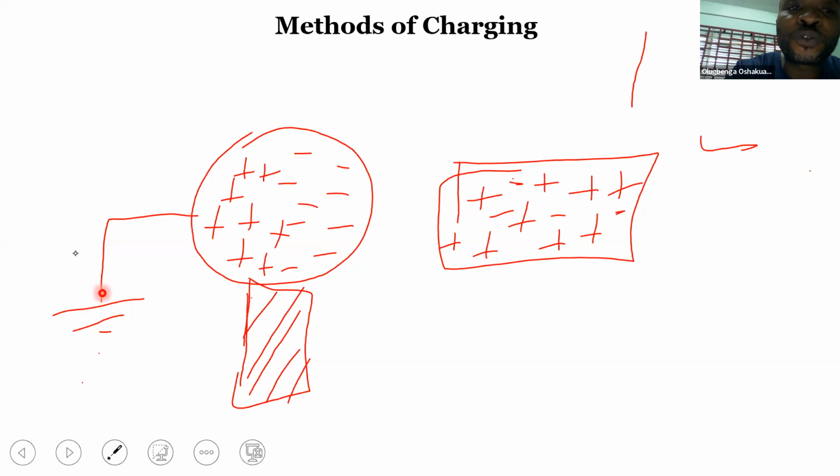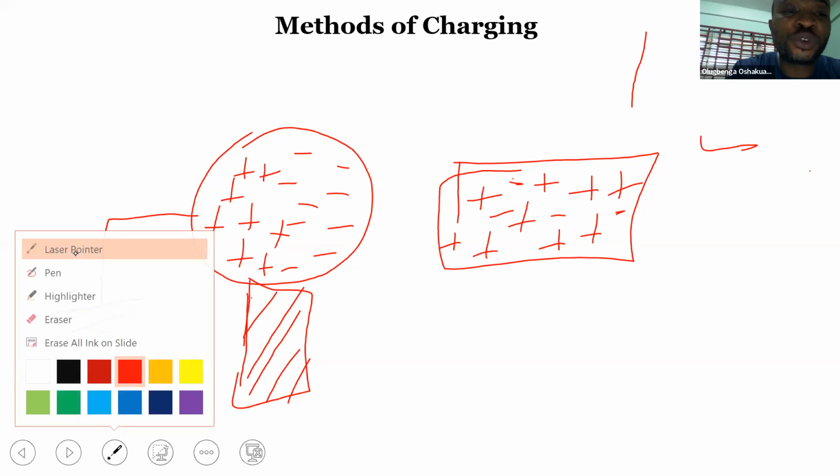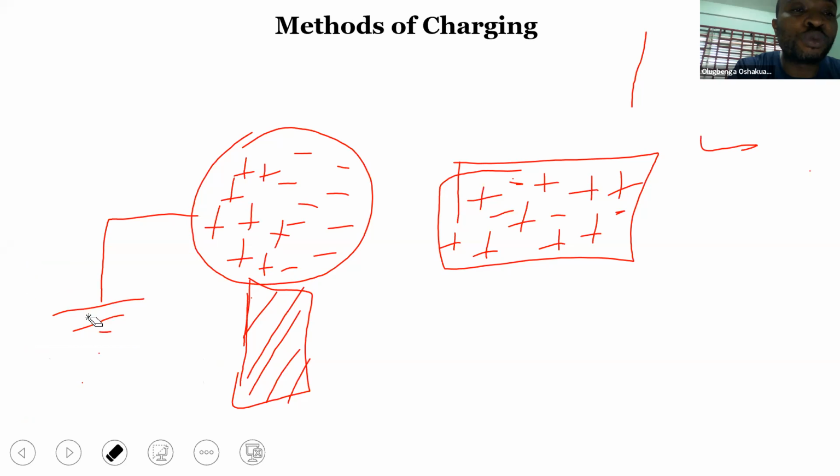So electrons will flow from the ground and flow into the sphere in an attempt to neutralize the excess positive charges at this end. So in that place, electrons flow in, and now you disconnect the originally neutral sphere. You will disconnect it from the ground.